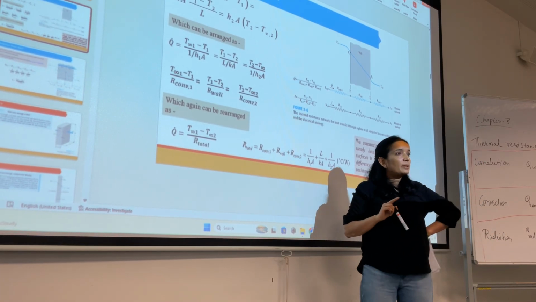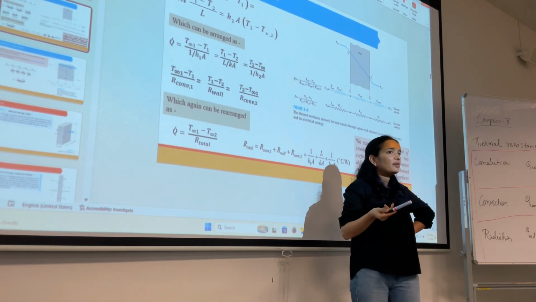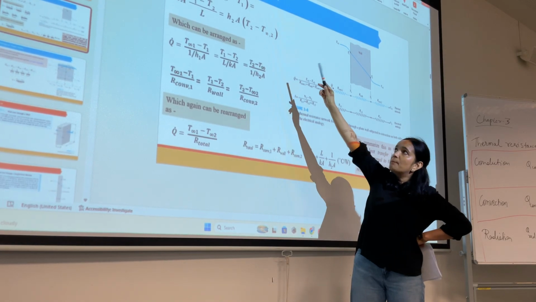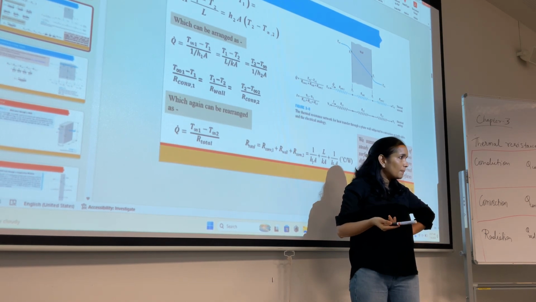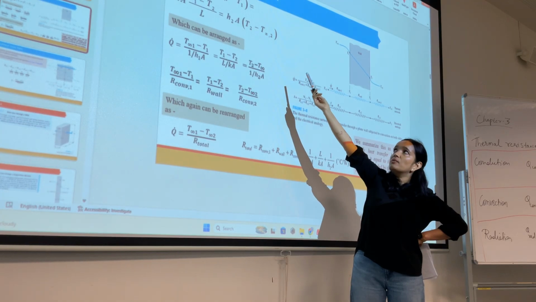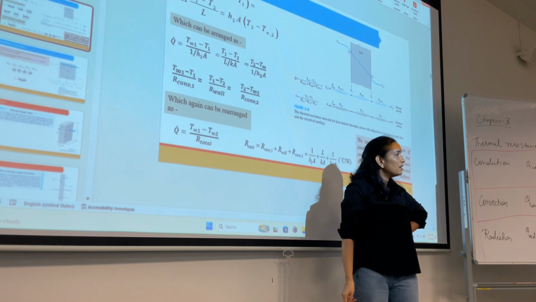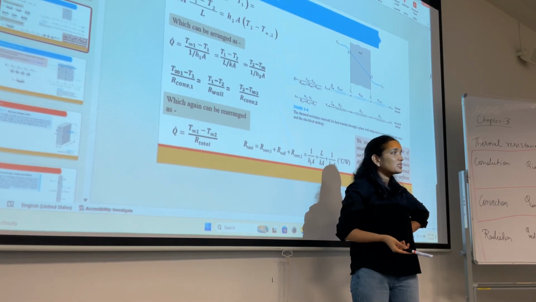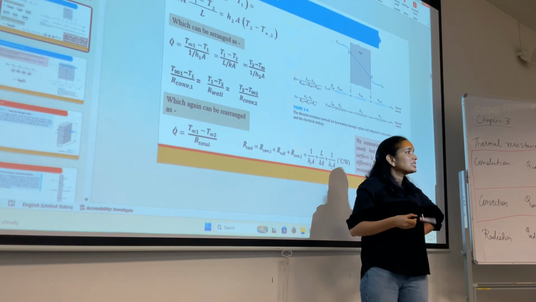In the first and second chapters, we were studying heat transfer by conduction, convection and radiation. The uppermost formulas are from your first and second chapters: convection from outside T infinity 1 to T1, then conduction, and then again convection. Now in chapter 3, we are going to study thermal resistance. So we can replace the denominators by resistance.